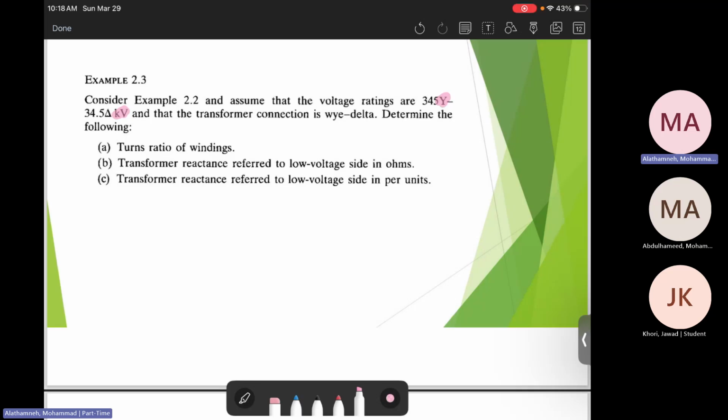So the first thing, calculate the turns ratio. The turns ratio here is V primary divided by V secondary. The primary is Y, the secondary is delta. So we need to convert this to line to neutral. The secondary remains as is, line to line, there is no problem in that.